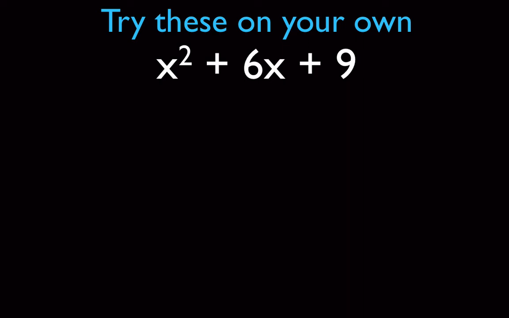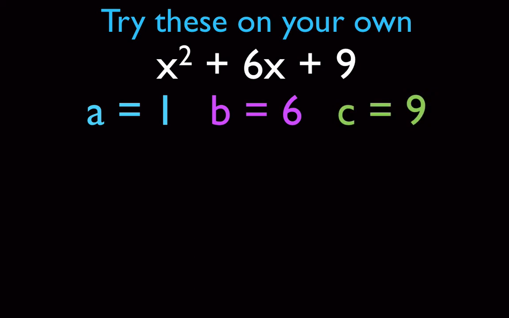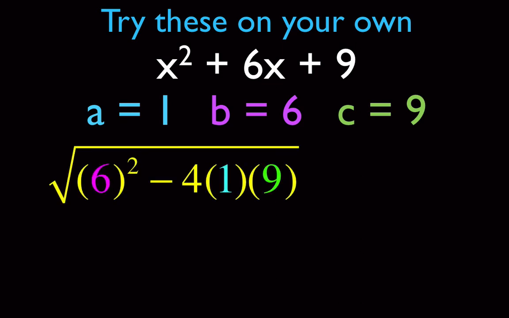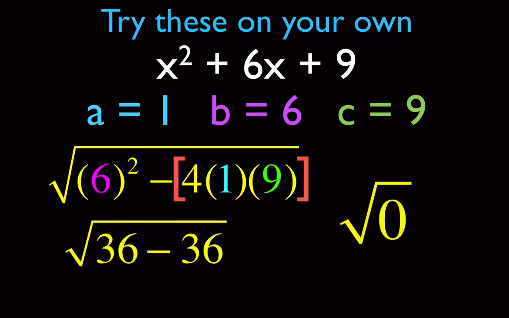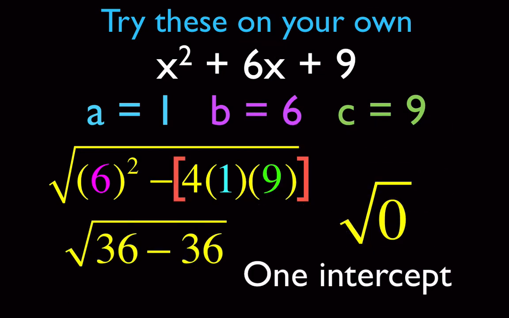Another one for you to try here. A is 1, B is 6, C is 9. So pause the video, give it a try. All right, so hopefully you plugged it in correctly. From there, we're going to get 36 minus 36, which is 0, which means there should only be one solution or one x-intercept.